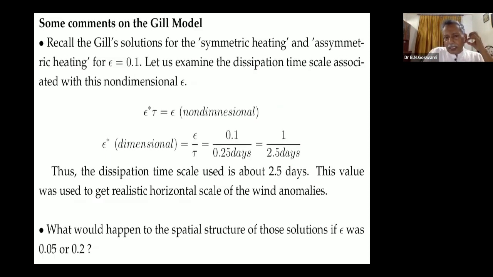So there are some important issues here that I would like to comment on before concluding. So you see that here we are getting this response.